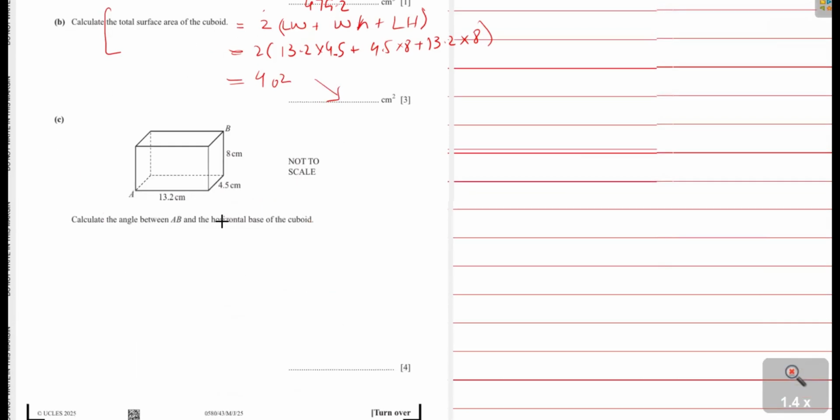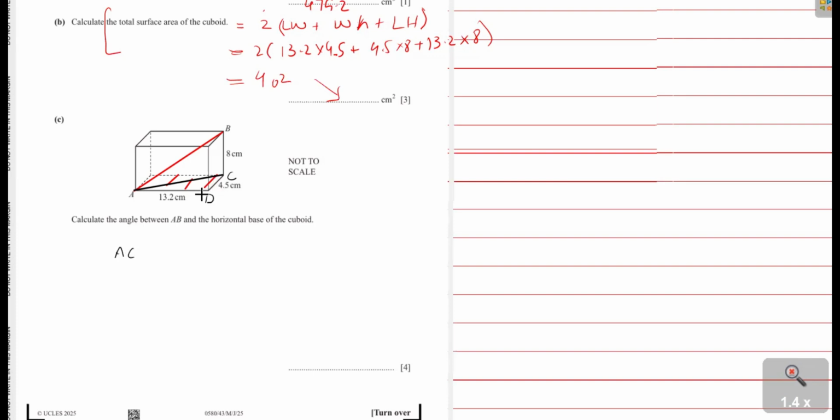Next, calculate the angle between AB and the horizontal base. Look here, this is the length AB and this is the base. And for the base, we will draw a diagonal of the base. This is the diagonal. To calculate the angle between this base and AB, firstly we will calculate this diagonal length. We name it AC, and this point we name D. And we will calculate the length AC.